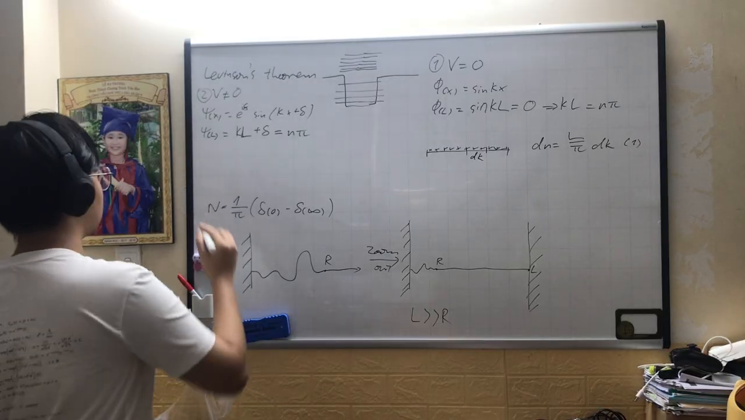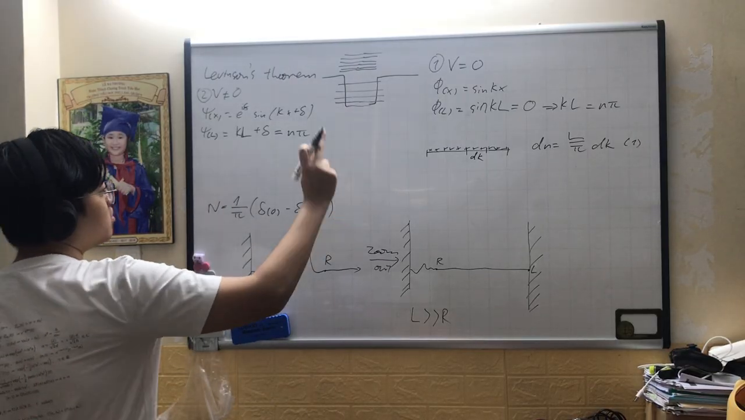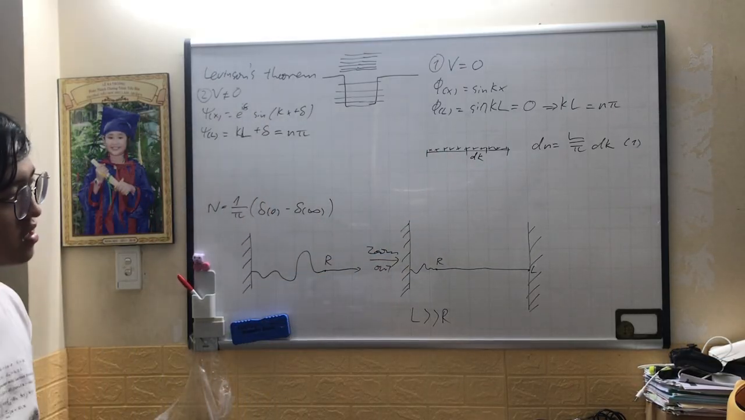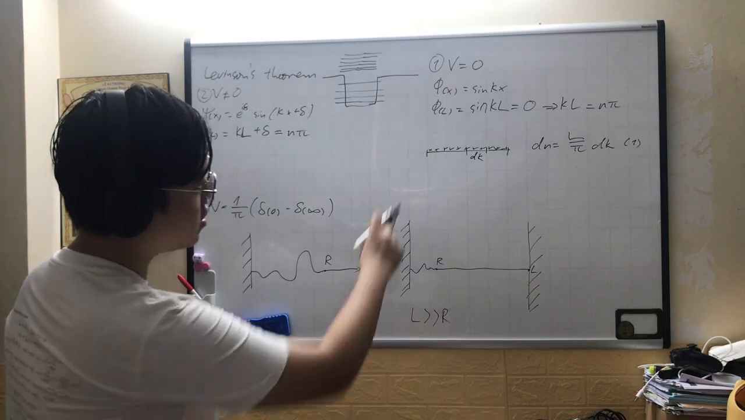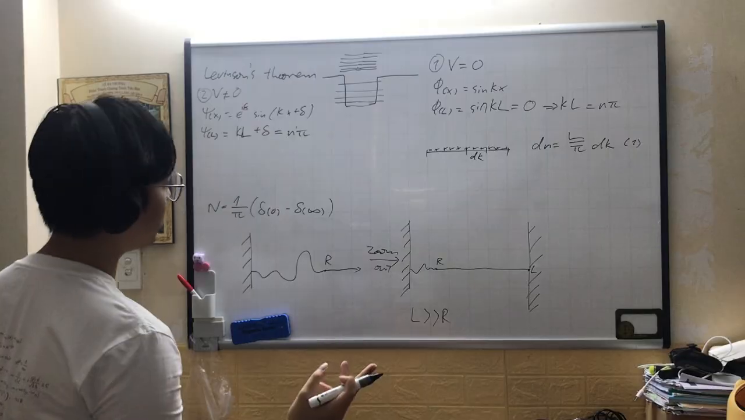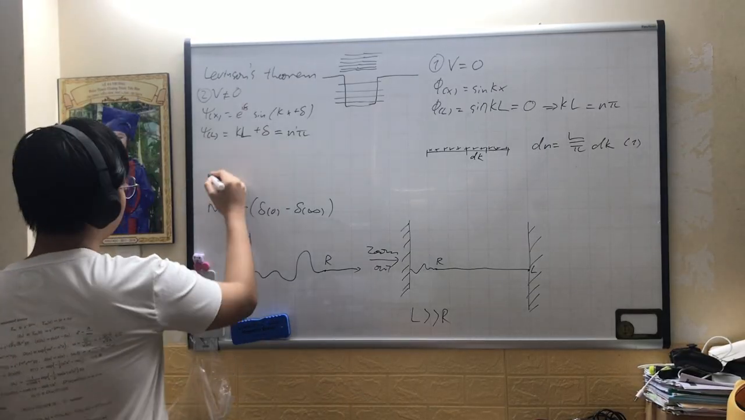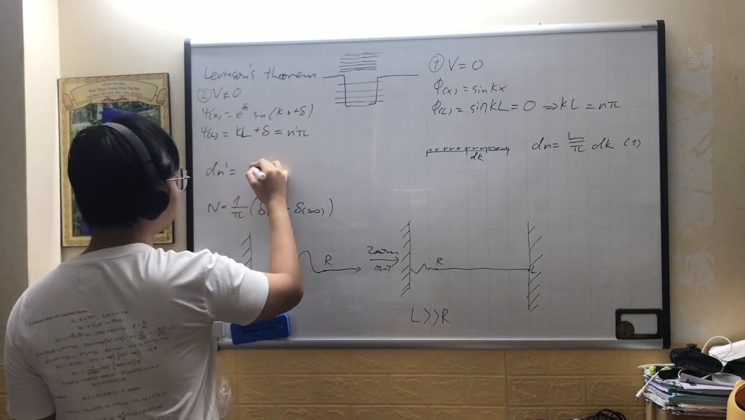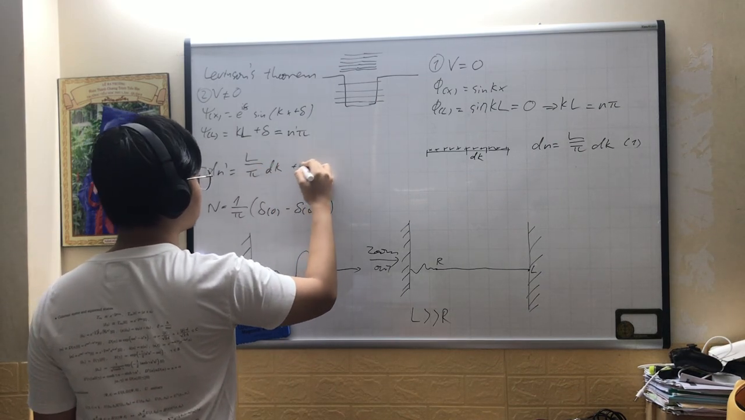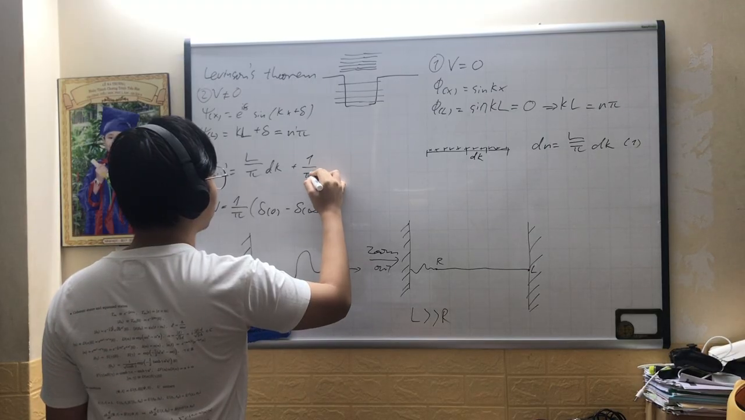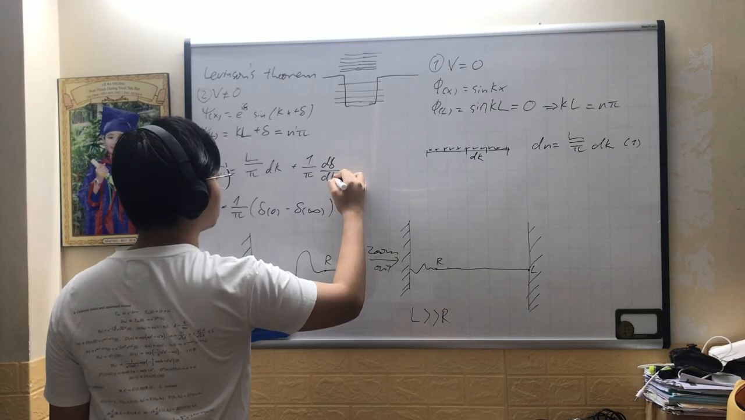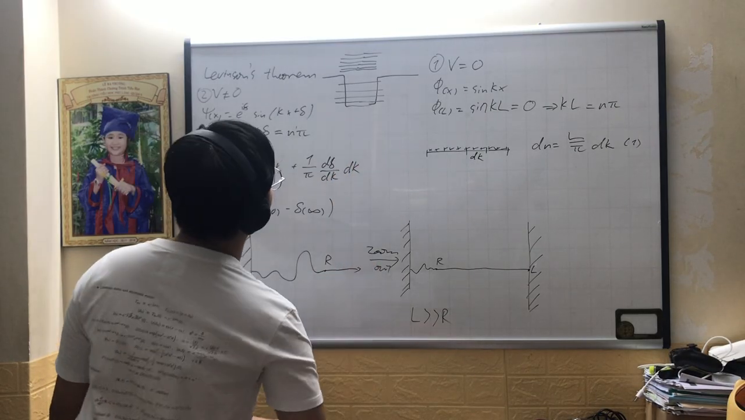Now we're going to take intervals again, just like the one that we did over there, but this time it's going to be different. The number is going to be different, so this is actually n prime instead. So from here you can write that dn prime is equal to L over pi dk plus 1 over pi d delta over dk. Here we go.